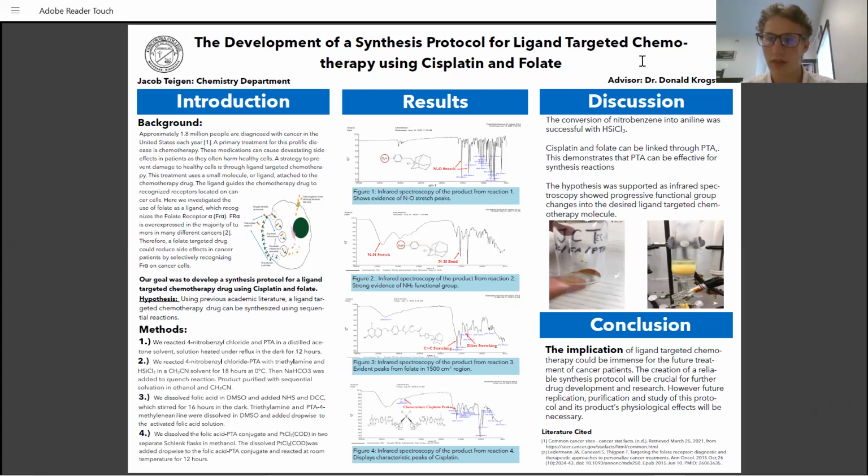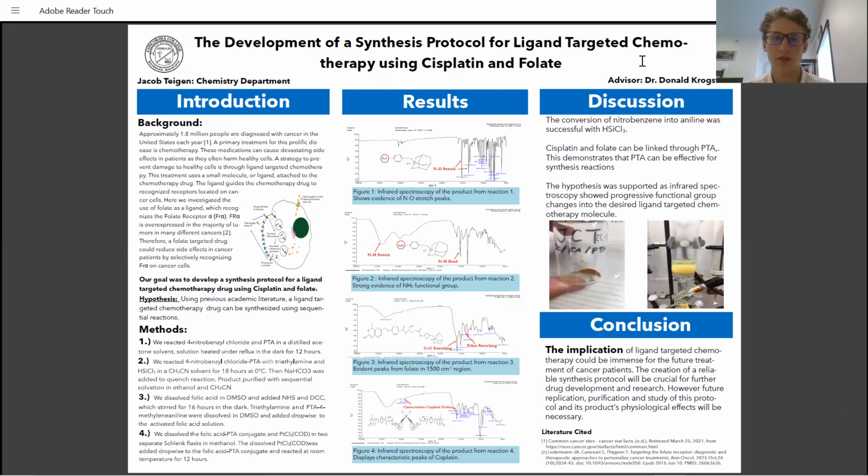I conducted this with the chemistry department here, and my advisor was Dr. Donald Krogstad. A little bit about myself. I'm currently a junior here at Concordia. I'm a biology and a chemistry major, and I'm looking to go to medical school.